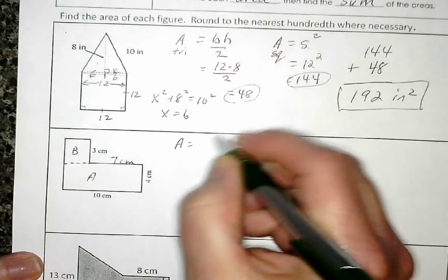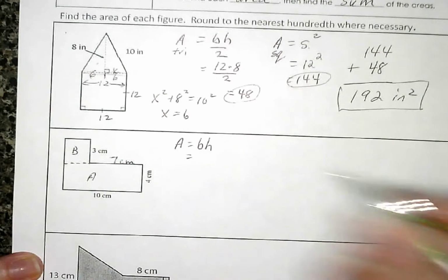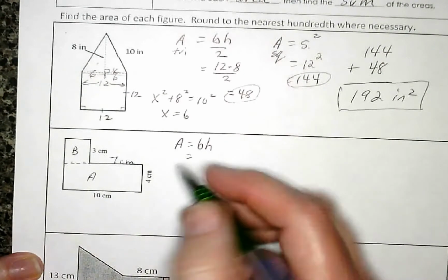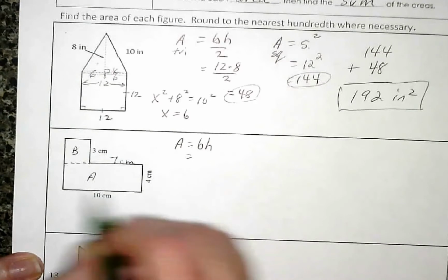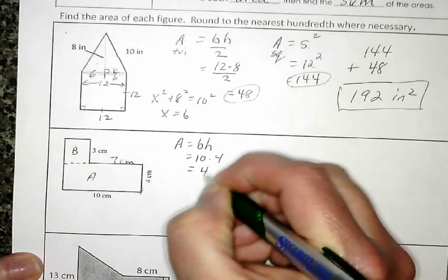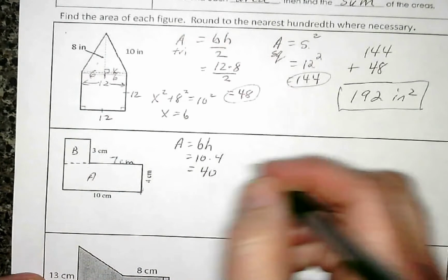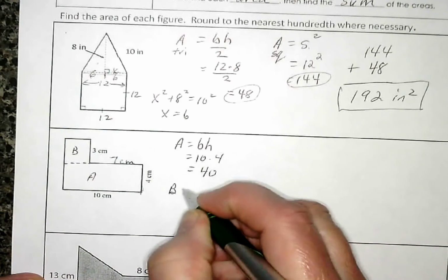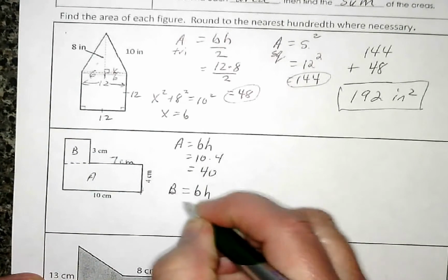So A is a rectangle, so I just need base times height, or sometimes they call it length times width. So on this one, do I have that? I've got 10 all the way and 4 this way. So 10 times 4, or 40. Area B is also a rectangle.